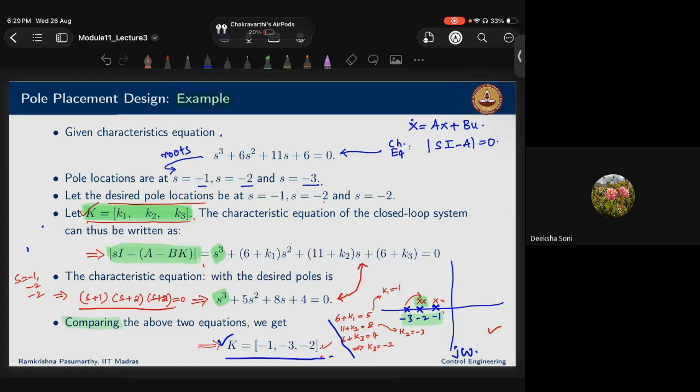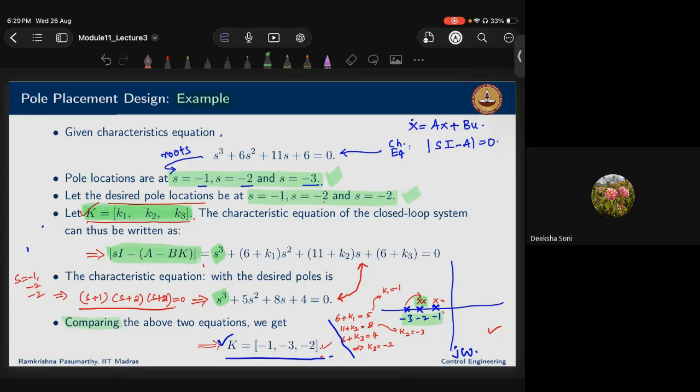Okay, -1, -2, -3. Now, you are not satisfied with these poles. What we want is for your poles to move to a new location. -1 you don't want to change, -2 you don't want to change, but -3 you want to move to -2. Is this clear? These are your given poles, but you want those poles to move to here.